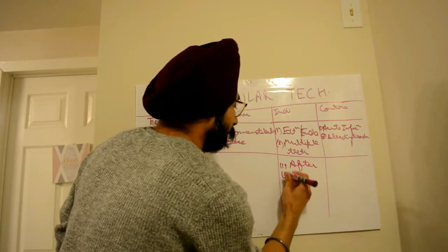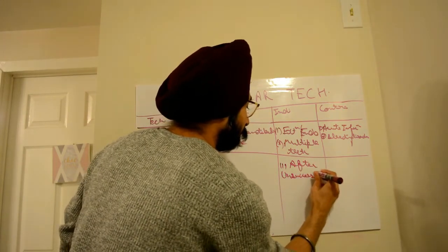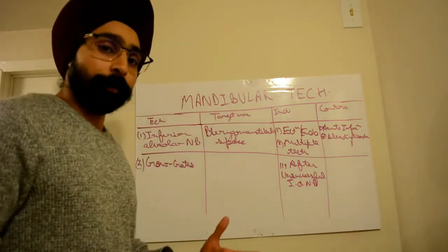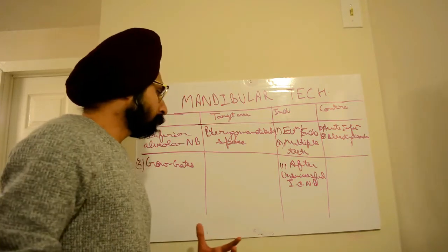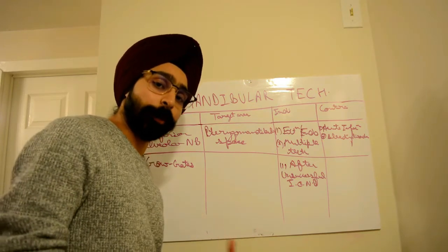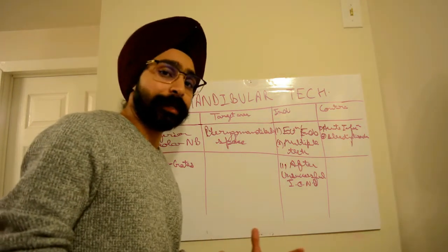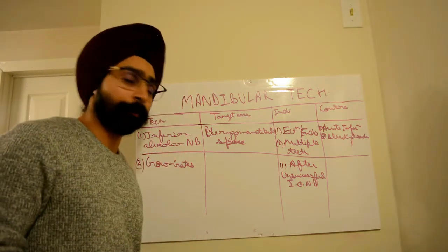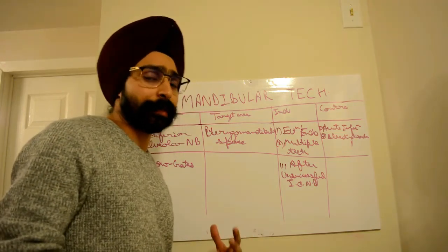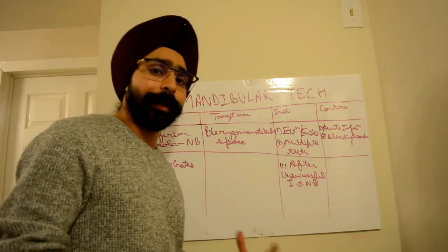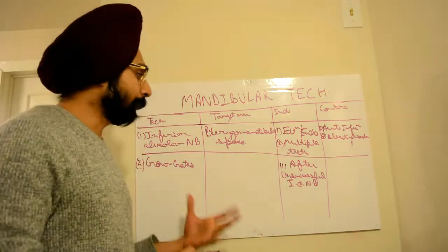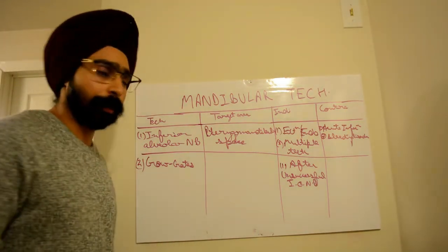After unsuccessful inferior alveolar nerve block. For example, let's say the patient wanted to get an endo treatment on his second molar tooth. The dentist administered inferior alveolar nerve block, but even after 5 or 10 minutes, his lip is not anesthetized, his lip is not numb. This gives you an indication that inferior alveolar nerve block is not successful. So in that case, you will give Gow-Gates technique.